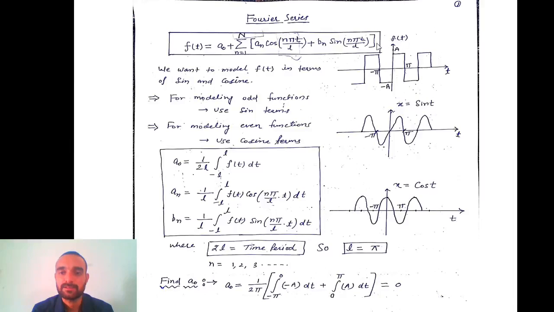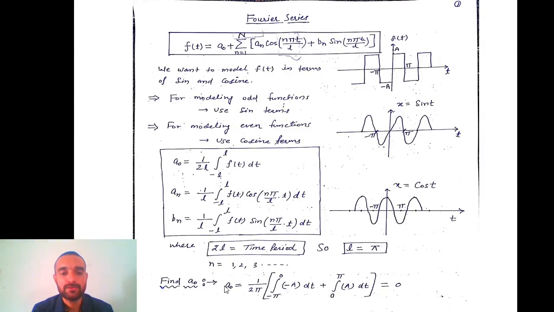So there is a periodic signal f of t, another periodic signal sin t, and the third periodic signal is cos t. The period of sin t, cos t and f of t is 2 pi. So we are taking the range from minus pi to pi to model this signal. L equals pi, and 2L equals the time period of the signal.